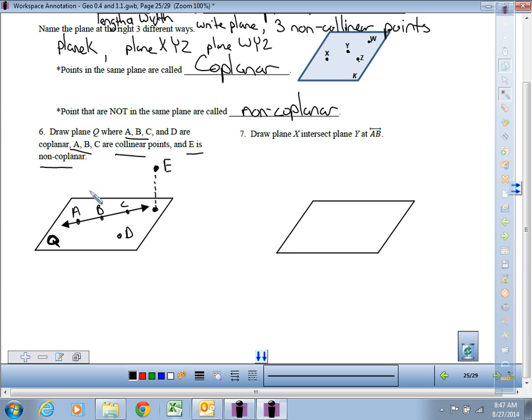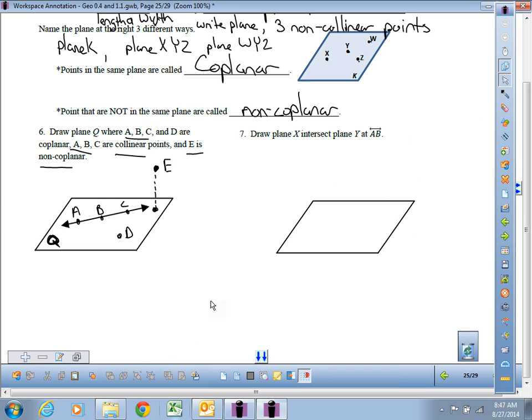A, B, C, D are on the plane. A, B, C are collinear. E is non-coplanar. All right. So let's go over here to number 7. It says draw plane X intersects plane Y. So we're going to have to sketch 2 planes. So we have 2 planes, and we're going to intersect them at line AB. So plane X intersects plane Y at line AB.